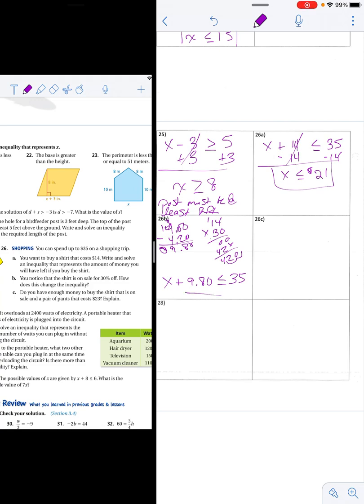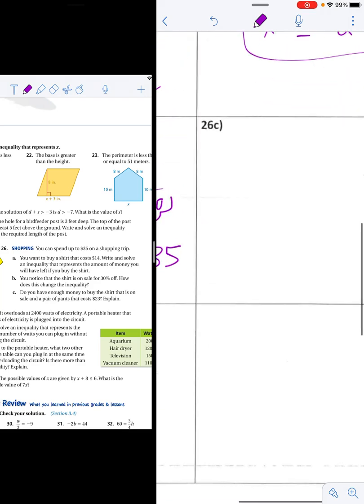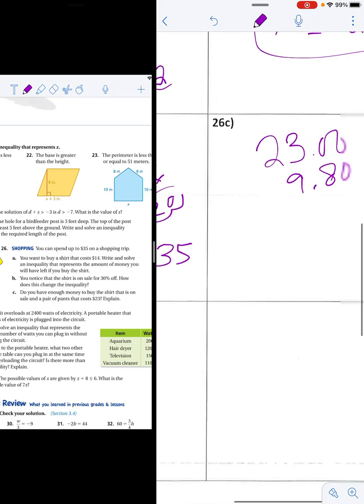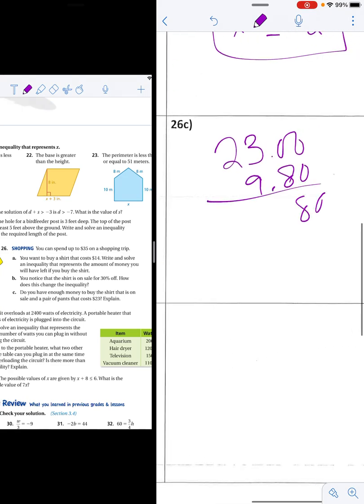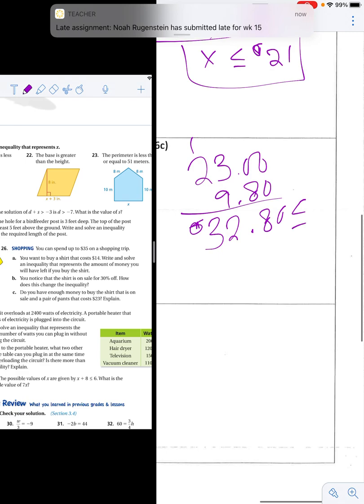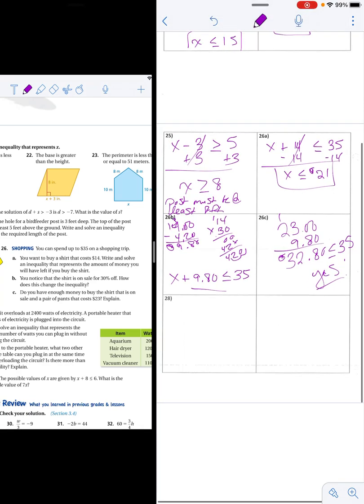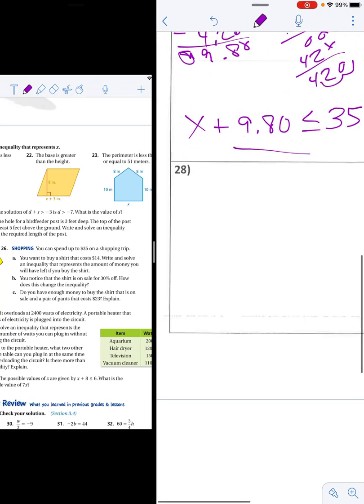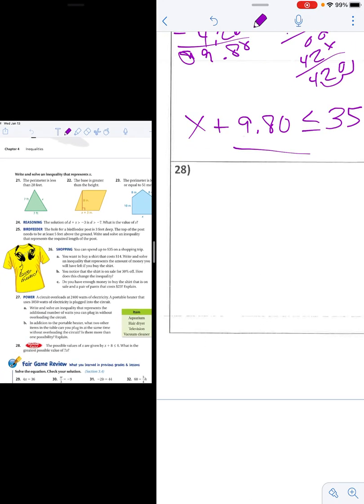And then 26C, do you have enough money to buy the shirt that is on sale? So it's $9.80 on sale, and a pair of pants that cost $23. So $23 for the pants, $9.80 for the shirt. You've got $32.80. That is less than or equal to the 35 that you have. So yes, you have enough as long as the shirt is on sale and to buy those pair of pants.